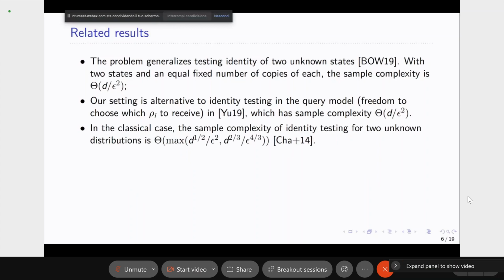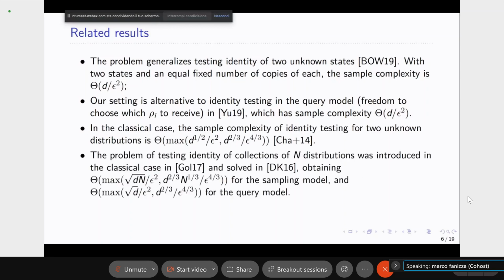These problems have also been considered in the classical case, where the sample complexity of identity testing for two unknown distributions is this expression here, which is a bit more involved with respect to the quantum case. And the problem of testing identity of collections of n distributions has been solved both in the sampling model and the query model. And again, the query model has the same sample complexity as the case with just two unknown distributions.